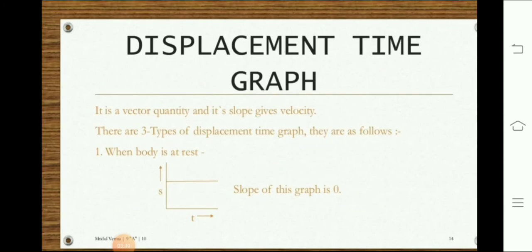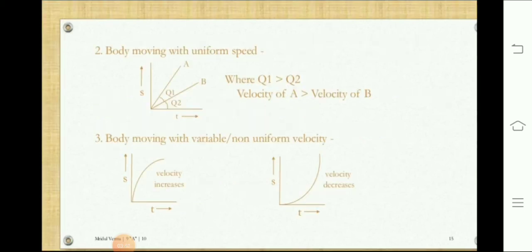Next is the displacement time graph. The displacement time graph and distance time graph are numerically the same. When the body is at rest, the slope will be 0, and when the body is moving with uniform velocity, the angle will tell you the velocity of the object, which body is moving faster. Again, with non-uniform velocity, it will be a curve.